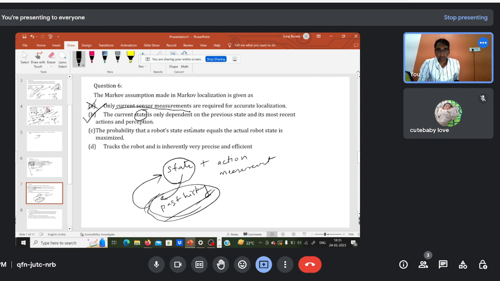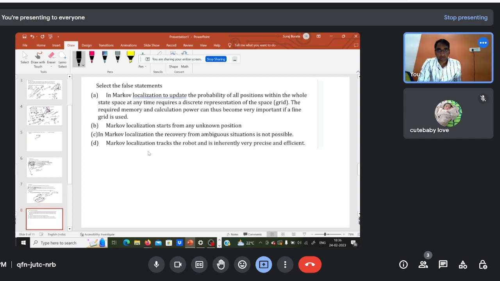So let's look at the remaining options. Probability that robot state estimate equals the actual robot state is maximized? No, the Markov assumption has nothing to do with this. And there is nothing like precise and efficient about the Markov assumption. It leads to a probabilistic method. So it has nothing to do with tracking the robot and all. No, it's just some statement. Okay, so select the false statements.